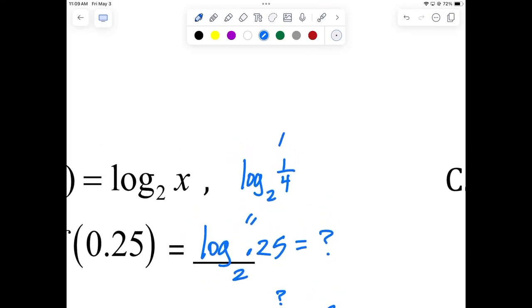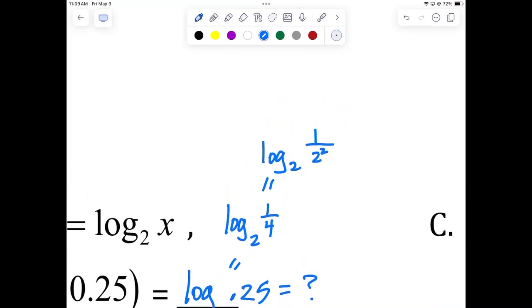Well, maybe I can write 1/4 like this. Maybe I can write 1/4 as 1 over 2 squared. Would that also work? Isn't 2 squared 4? And maybe I can even write that like this. Maybe I can say that's log base 2 of 2 to the negative second power, right? Oh my gosh, now look what I've done.